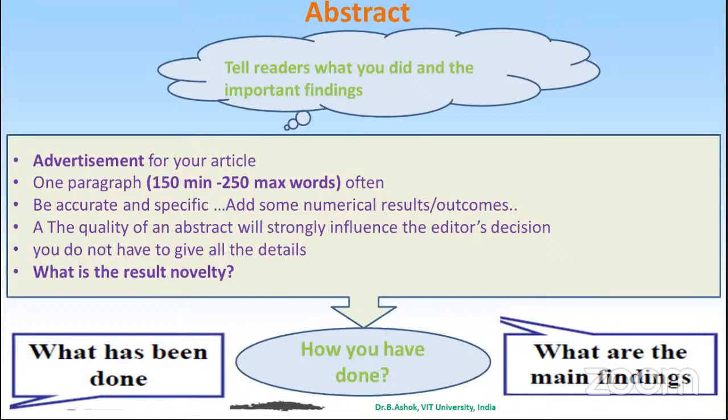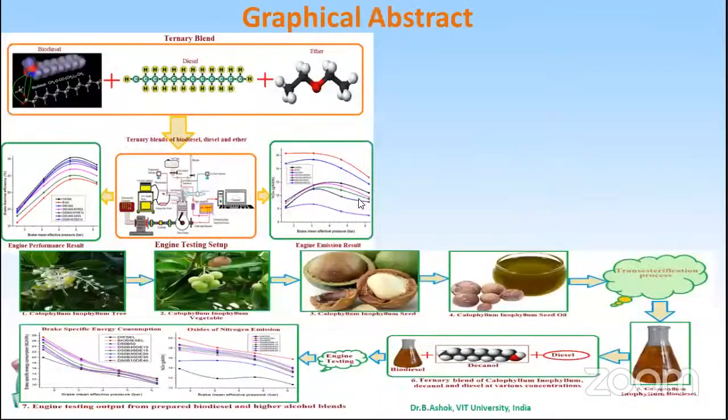So what has been done, how you have done it, and what the main findings are. These three things have to be answered appropriately in your abstract. And in some cases, nowadays you may see they are asking for a graphical abstract. Drawing the graphical abstract is not that tedious a task. Simply you can use 2-3 tools like Google image search, mainly image search, and paint software. This abstract at all, it is done in paint only.